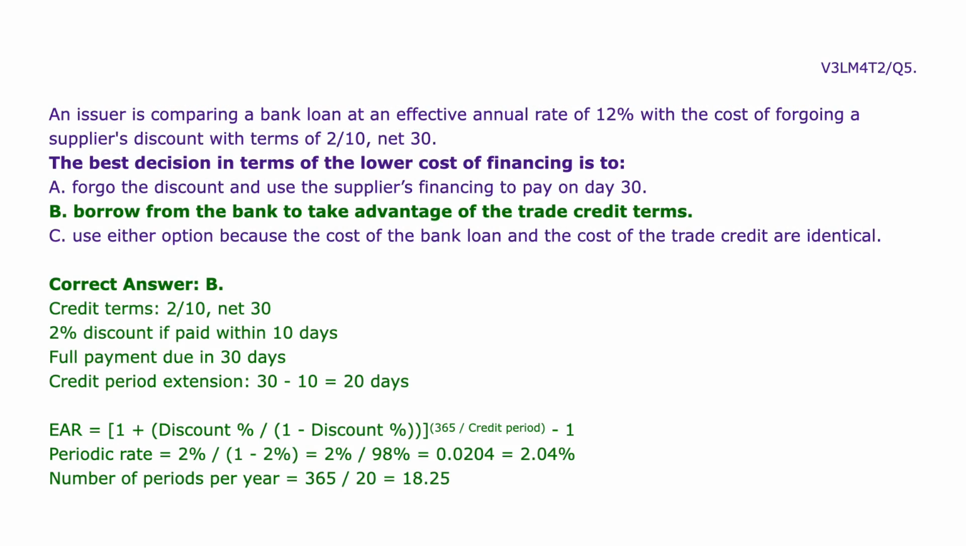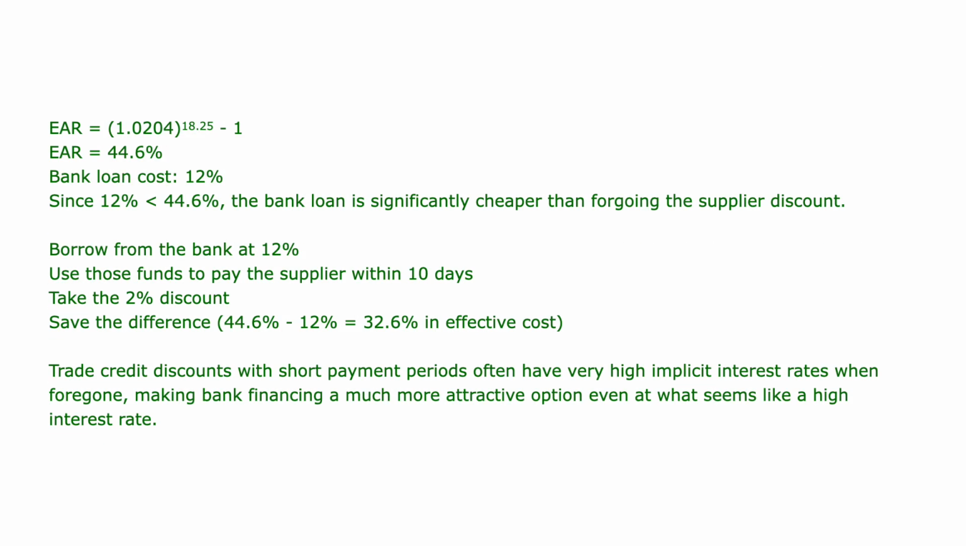The 20-day credit extension, 30 days to 10 days. Foregoing the discount means paying a 2% fee just to wait an extra 20 days, which creates a very high periodic interest rate of 2.04%. Massive gap between the 44.6% EAR for supplier financing and the 12% bank loan. By borrowing from the bank to take the discount, the issuer saves approximately 32.6% in effective annual interest.